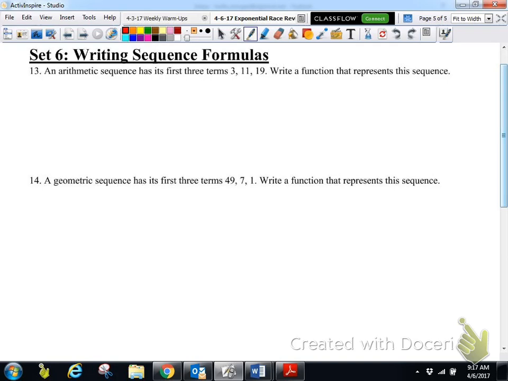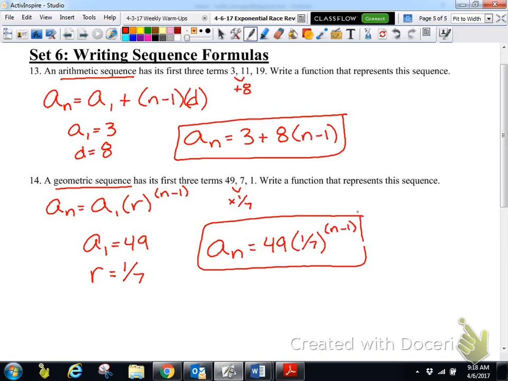And the last ones are going to be writing the sequence formula. So we're still doing the same thing we just did, except now we're going to actually write the formula with it. All right, so arithmetic sequence tells us exactly how we're going to write it, and geometric sequence tells us how we're going to write it. So go ahead and try and write those real quick before I post the answers. All right, so here are your final answers.